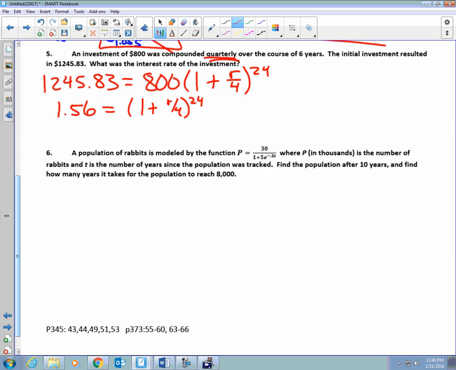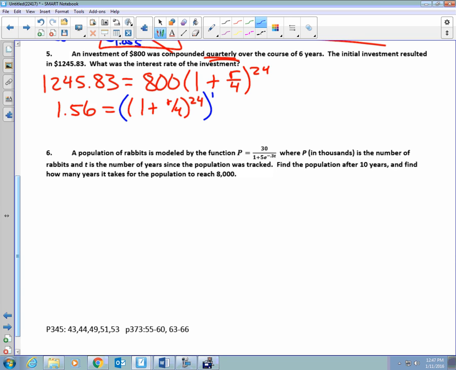Take it back. Think about it. If you had h is equal to x squared, what would you do with it? Take it to what power? The reciprocal power. If you want to get rid of an exponent, you raise it to the reciprocal power. This is kind of cool because it's almost taking it to the 1 over 24 power, isn't it?